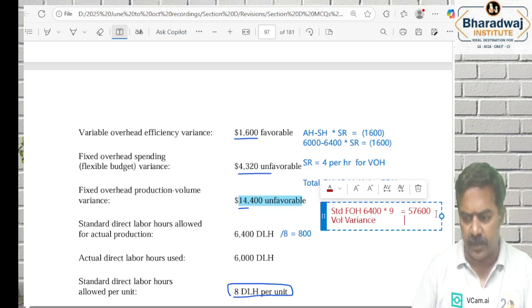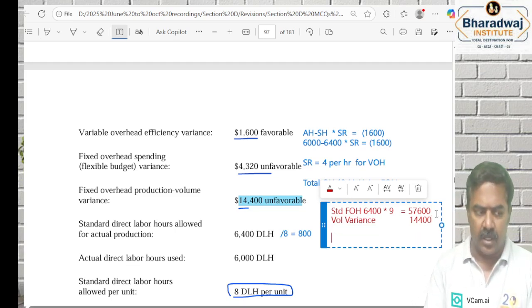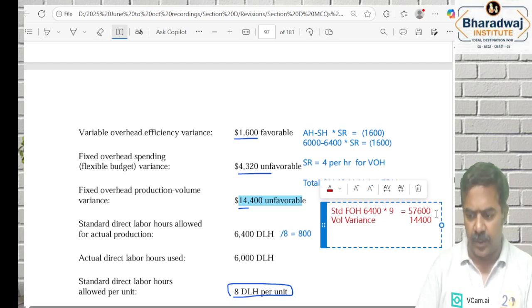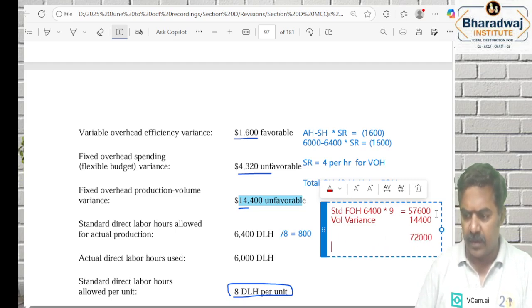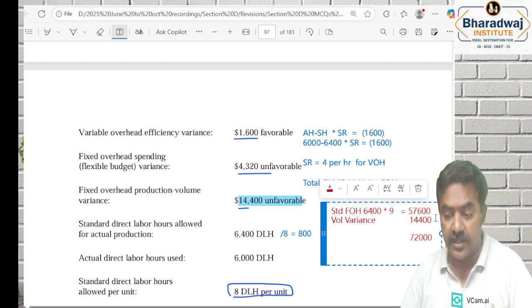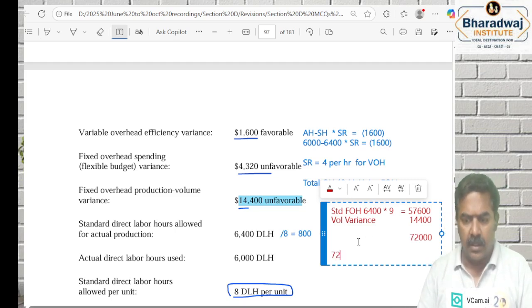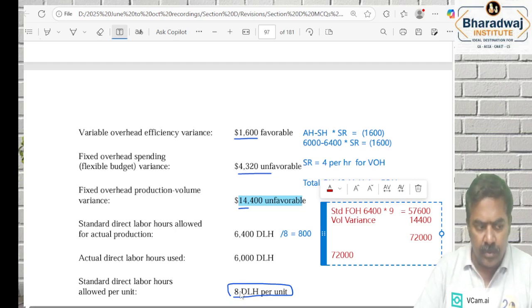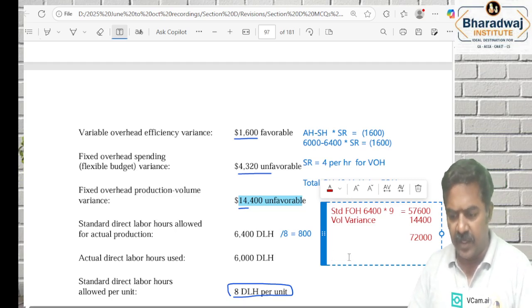Fixed overheads volume variance, how much is given? 14,400 is volume variance, unfavorable. Therefore, it should be 72,000. Volume variance unfavorable, which means we would have planned 72,000. So 72,000 divided by how many hours? How do we get this 72,000?